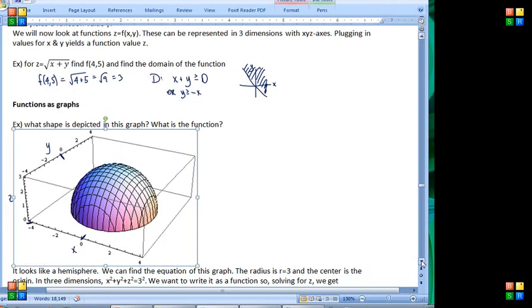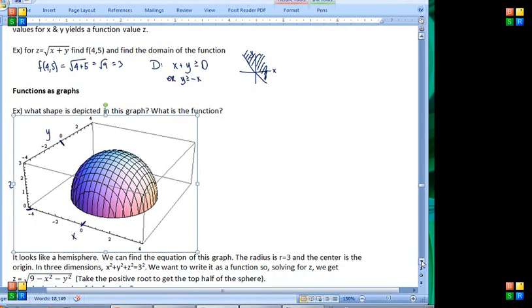So that gives us the three-dimensional equation for a sphere. x squared plus y squared plus z squared equals 3 squared. Which is the natural extension of the equation of a circle. Okay. Now we want to write it as a function, because we're talking about functions. So solve for z, and you get z equals the square root of 9 minus x squared minus y squared. Now, of course, if it was a sphere, it would be a top half and a bottom half, plus and minus, but we're just talking about the top half, so it's just positive.